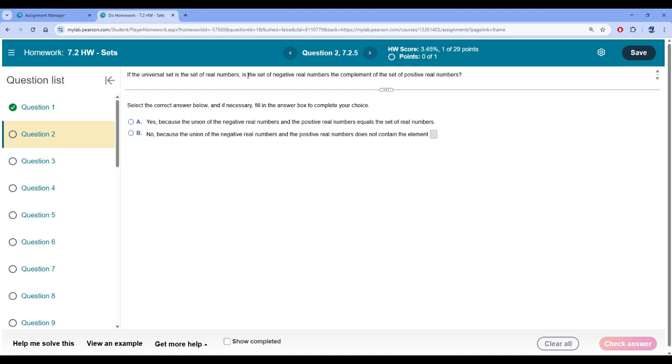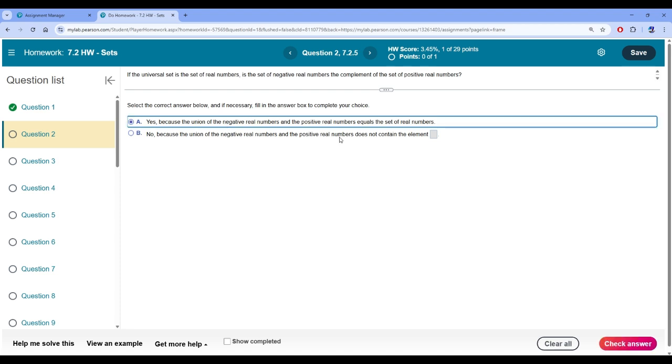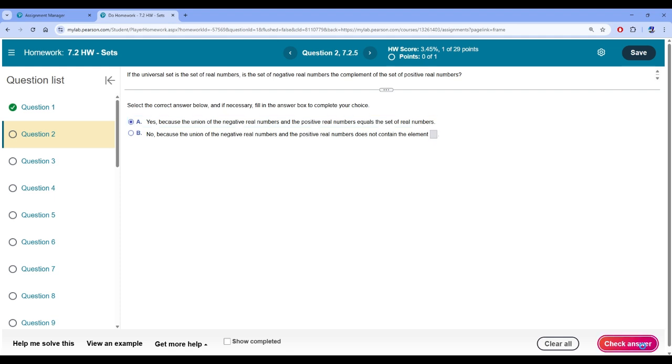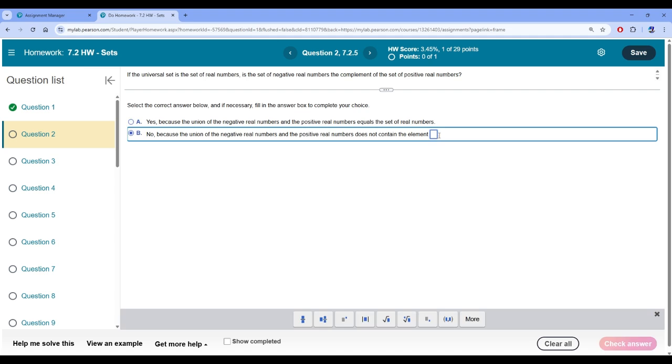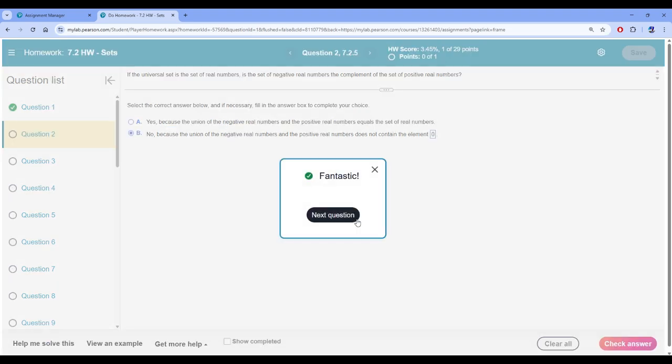If the universal set is the set of real numbers, is the set of negative real numbers the complement of the set of positive real numbers? So if we talk about all real numbers, you have positive and negative. The only thing that I'm contemplating is 0. I'm going to say no, because the complement would contain 0. Yep, because it doesn't contain 0. There you go. I said that in the beginning.